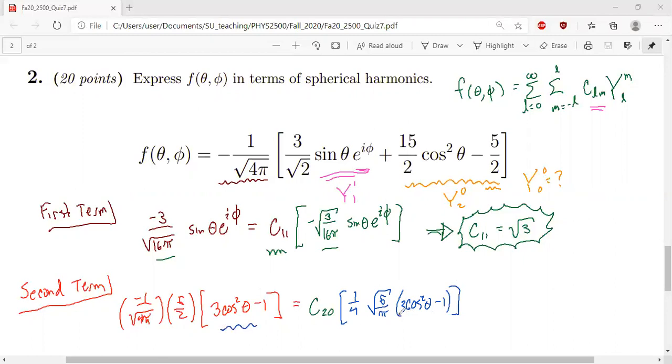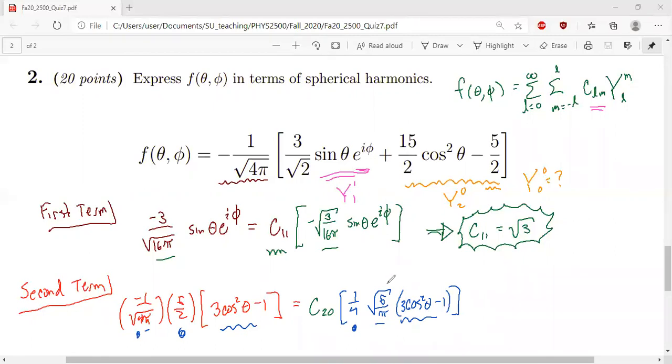So 3 cosine squared theta minus 1, got it on both sides. We have a √pi downstairs on both sides. Everything's looking good. We have a 2 and a 4 and a 2. So the denominator actually looks all good.